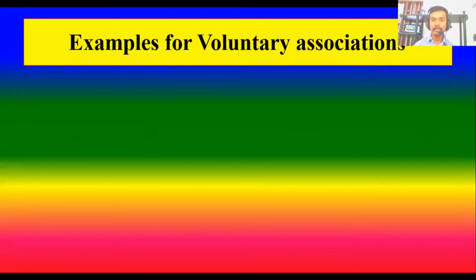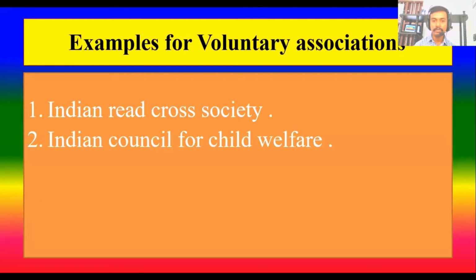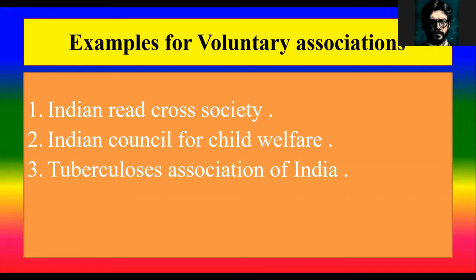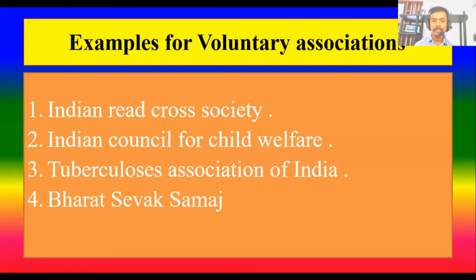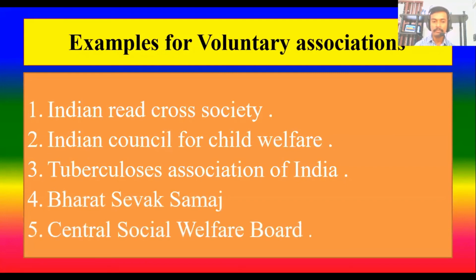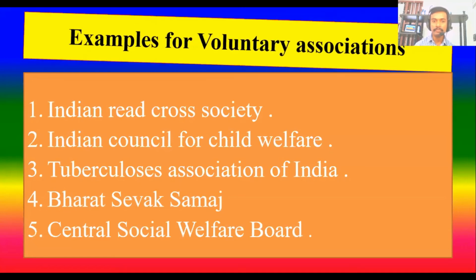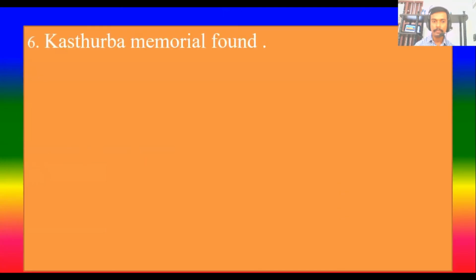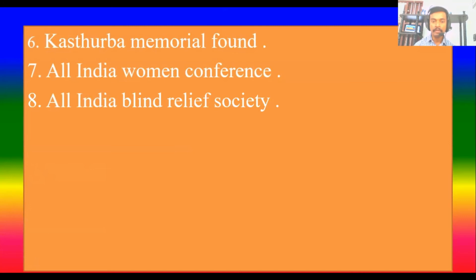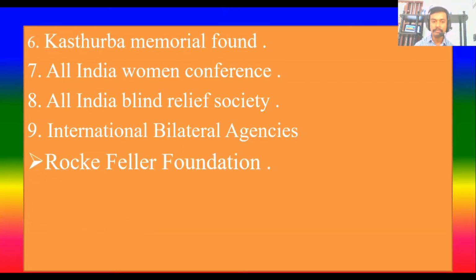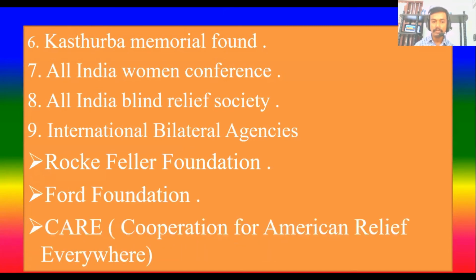Then examples of voluntary associations: Indian Red Cross, which is an international association; Indian Council for Child Welfare; Tuberculosis Association of India, which is a national association; Bharat Sevak Samaj; Central Social Welfare Board; Kasturba Memorial Fund; All India Women's Conference; All India Blind Relief Society; international bilateral agencies including Rockefeller Foundation, Ford Foundation, and CARE, Cooperative for American Relief Everywhere.